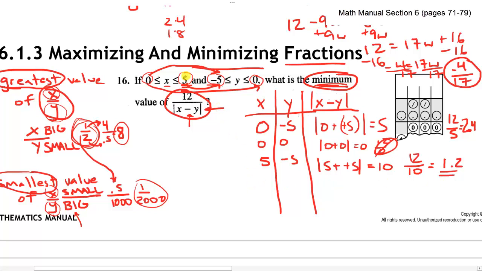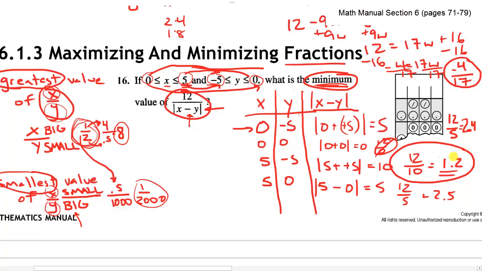But I'm going to try one more combo here, and that's the 5 and the 0. However, the 5 and the 0 is actually going to give exactly the same result as my first set of numbers here. 5 minus 0, that's going to be 5. 12 over 5 is 2.4. So it looks like this here is my minimum trial. And indeed, the answer here is 1.2. You could also grid 6 over 5 would be acceptable as well. Either of those answers would be acceptable.